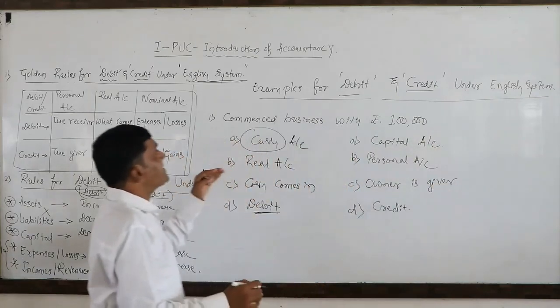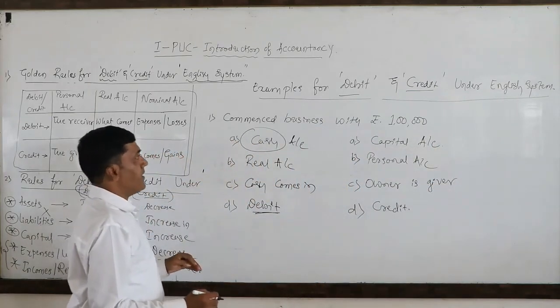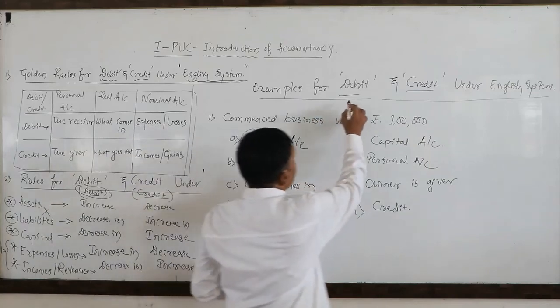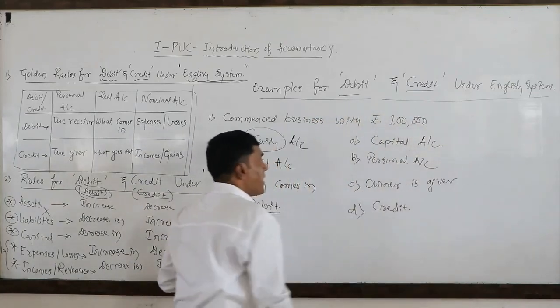So this is the first example. This is the initial example for debit and credit under the English system.